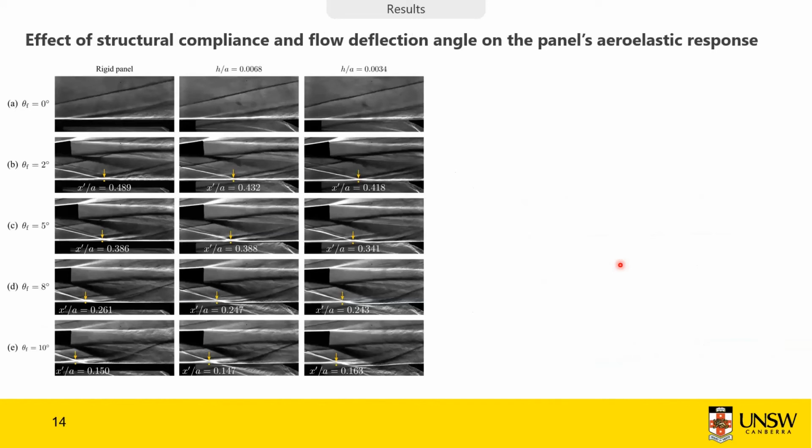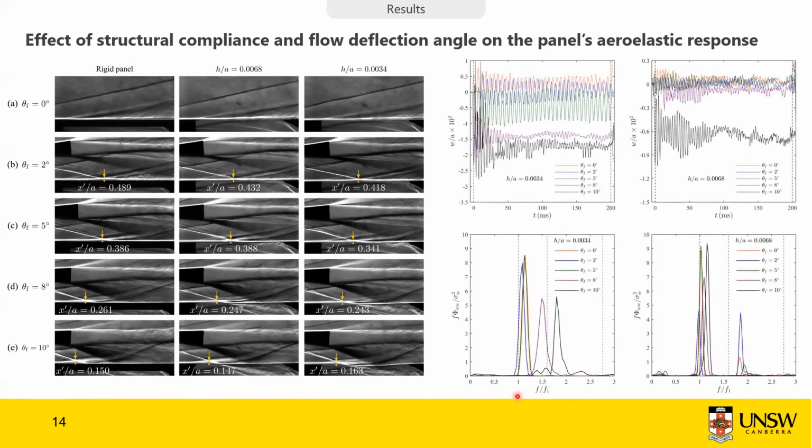To recall, we had a rigid panel, a thicker panel, and a thinner panel being tested at these 5 different flow deflection angles. From this matrix, we can observe that different structural compliance have different shock impingements. By the way, this is a snapshot at 15 milliseconds. So we have slightly different shock impingement locations, and that influences the overall aeroelastic response of the panel.